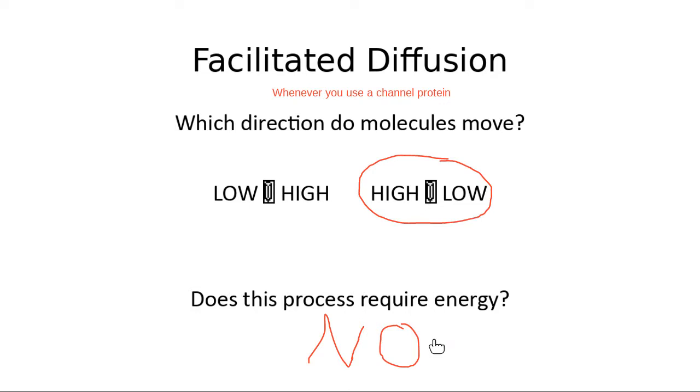So here's an important idea I want to make sure you guys catch. Anytime I use a channel protein, whether it's a voltage gated channel or chemically gated channel, I don't need energy to open or close those channels. Even if they have a gate, it doesn't take me energy to move stuff through those channels, because they're only ever going to go from high to low. We're always transporting stuff from high concentration to low concentration.